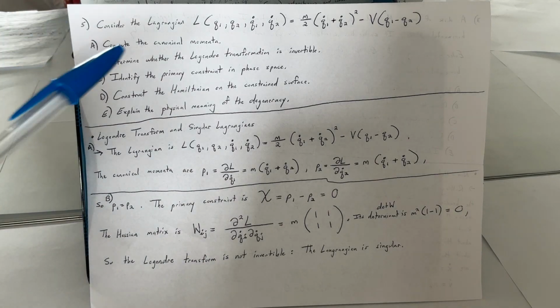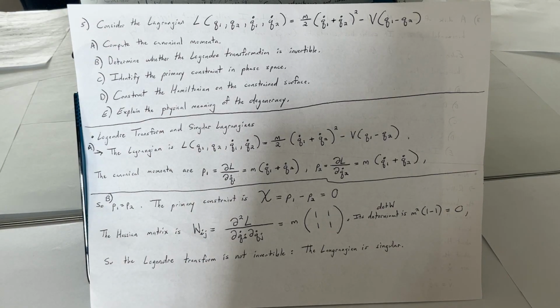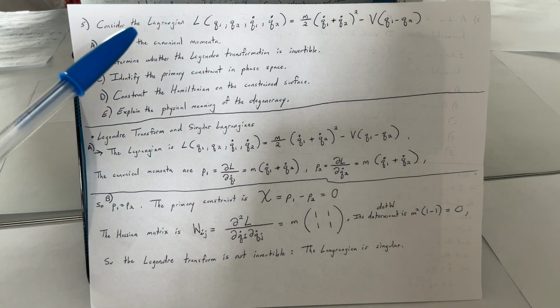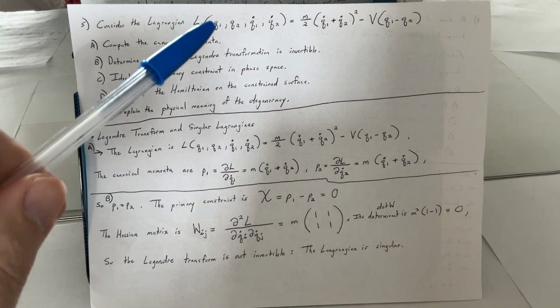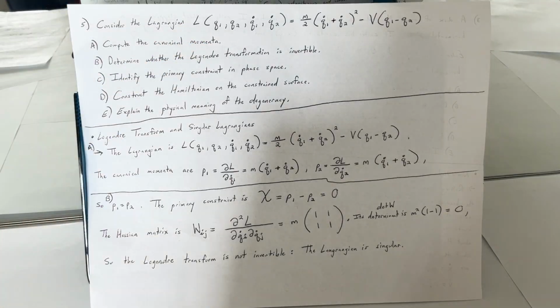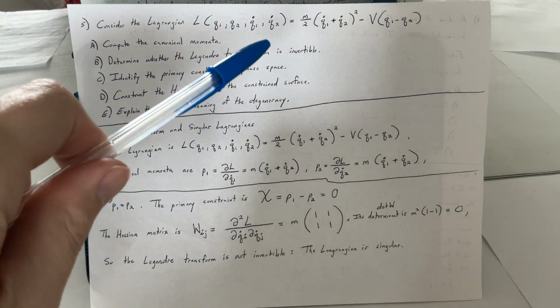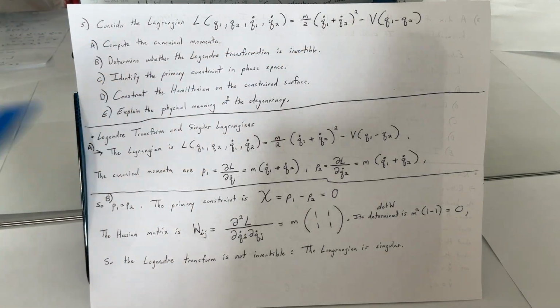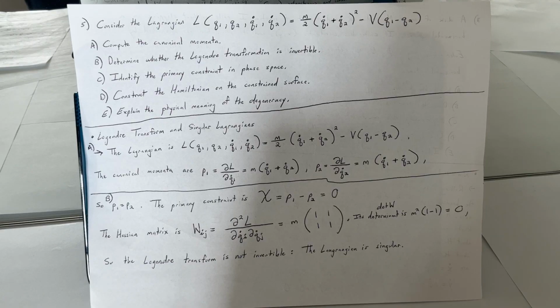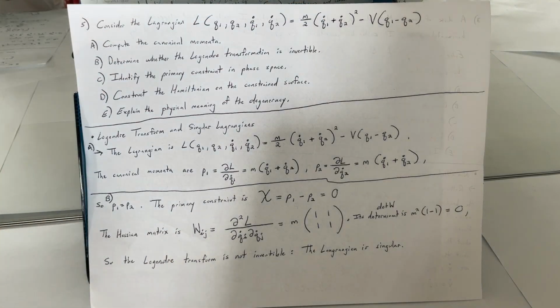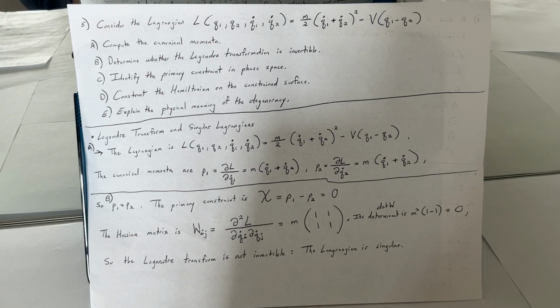So we have problem number 5 in advanced classical mechanics practice final exam. Let's begin. Consider the Lagrangian L(q1, q2, q1 dot, q2 dot) that's going to equal m over 2 times the quantity q1 dot plus q2 dot squared minus V times the quantity q1 minus q2.